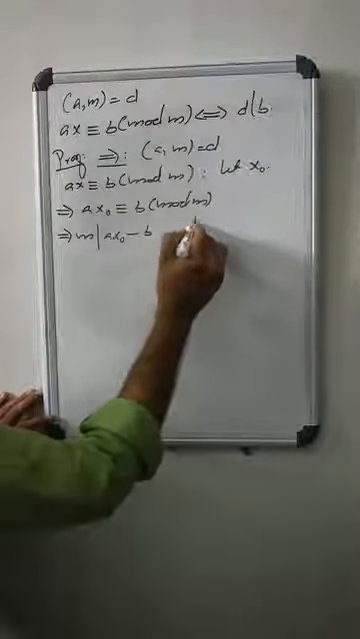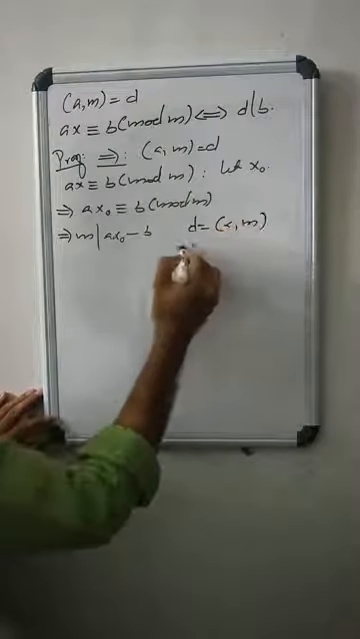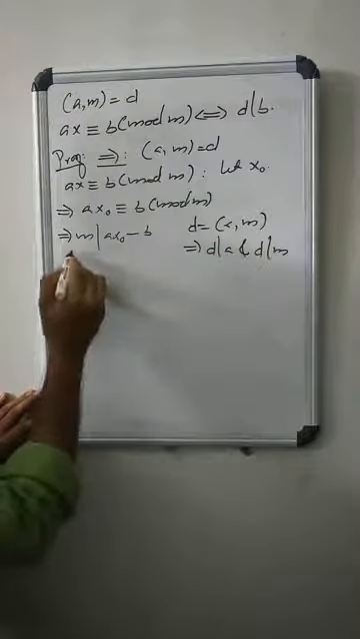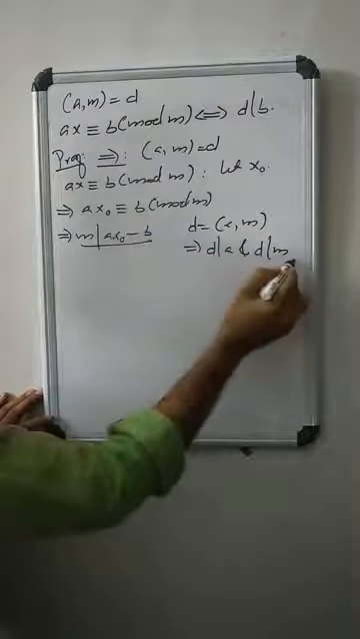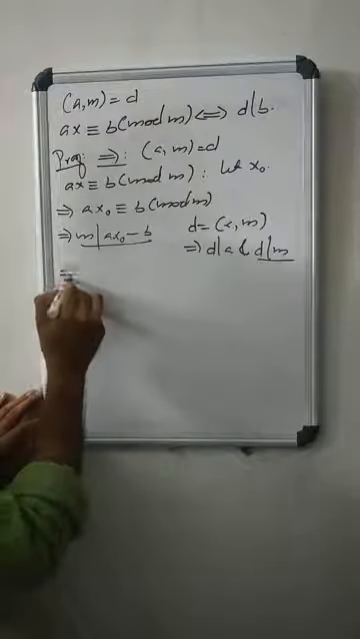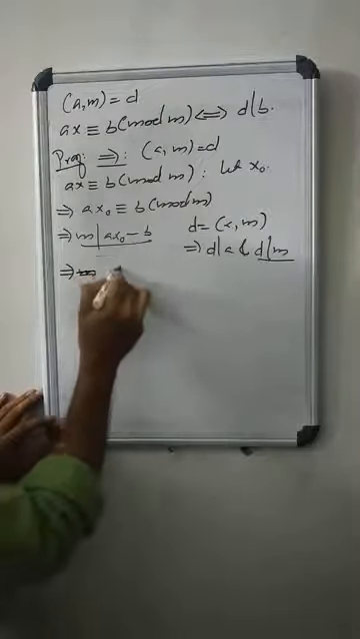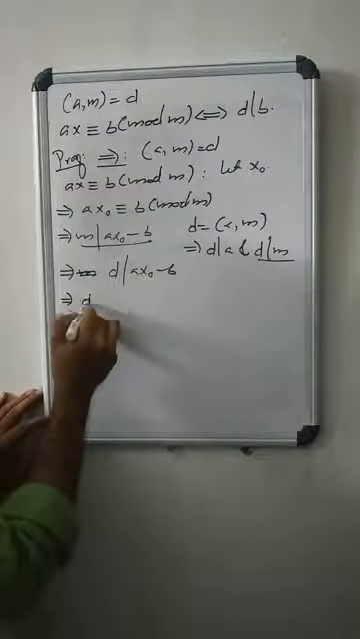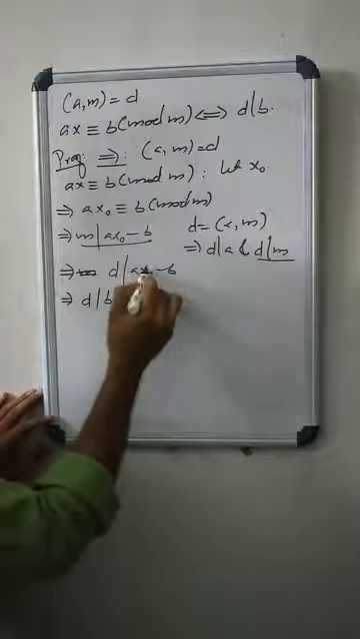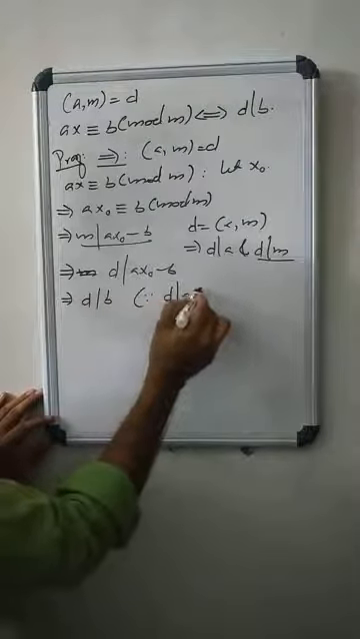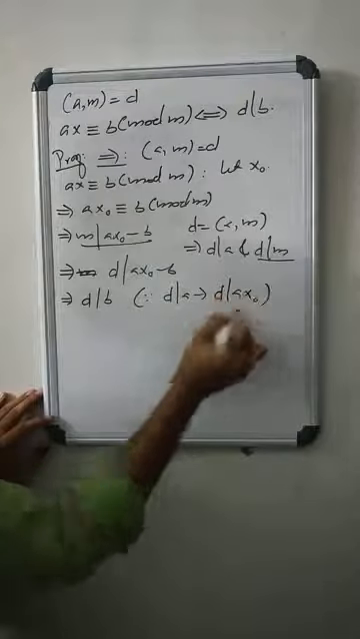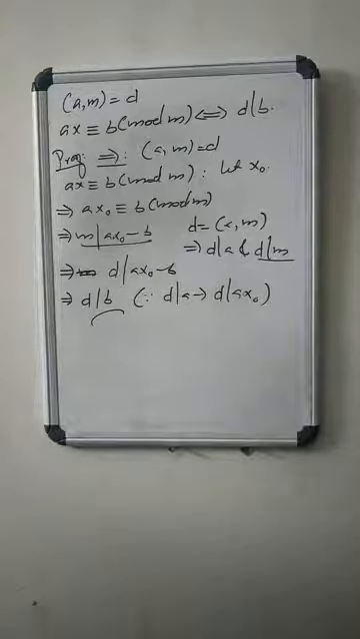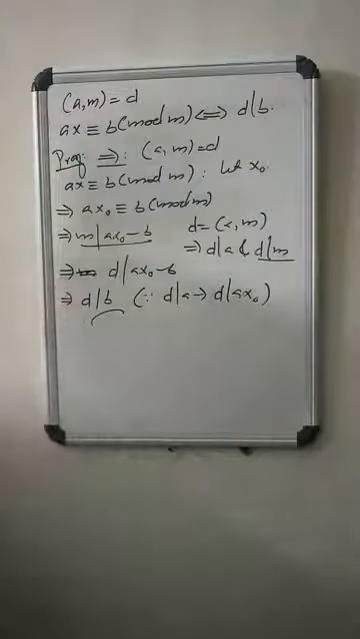But what is D? D is the GCD of A and M, so D divides A and D divides M. Since M divides A X naught minus B and D divides M, together this gives D divides A X naught minus B. So D divides B. Why? Because D divides A, so D divides A X naught. Therefore D divides B itself. Hence, when AX ≡ B mod M has a solution, surely D divides B.